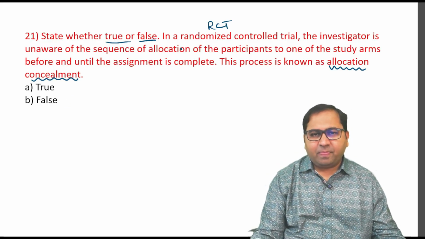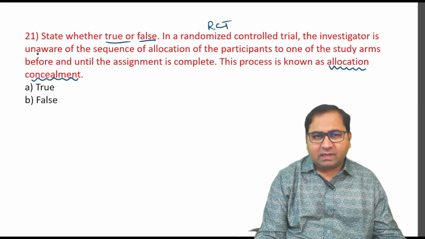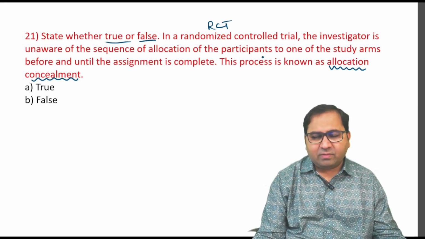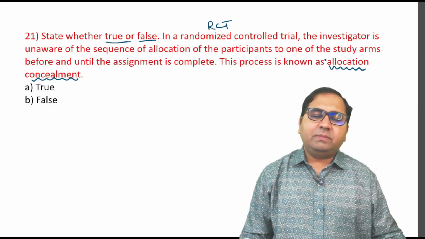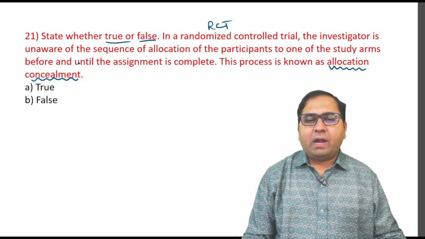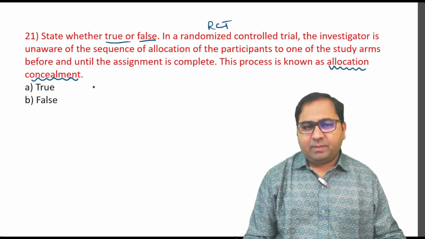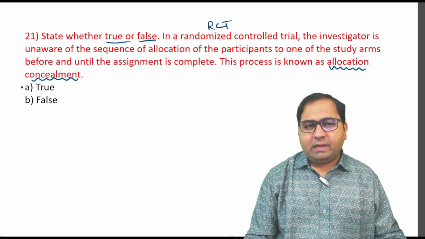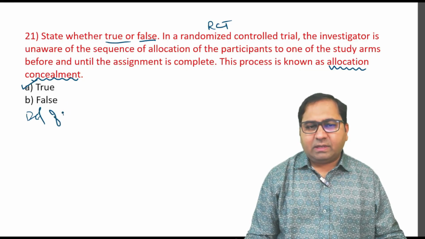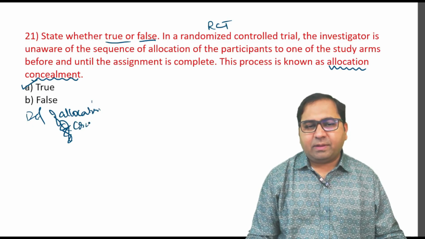Once again, in a RCT, the investigator is unaware of the sequence of allocation of the participants to one of the study arms before and until the assignment is complete. This process is called as allocation concealment. Is it a true or a false statement? It is a true statement. This is actually a definition of allocation concealment. Please remember this point. Allocation concealment, okay?